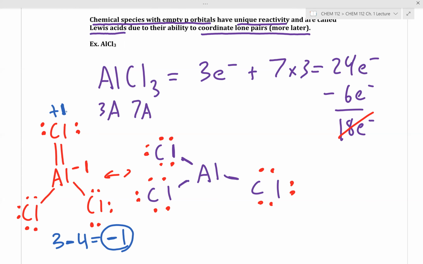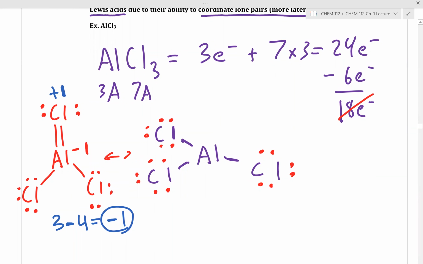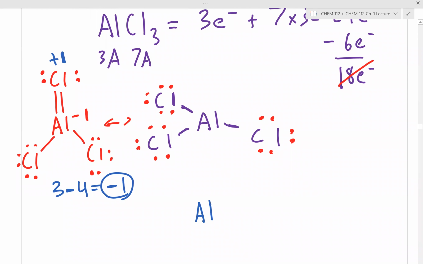Now, taking a look at the correct structure for aluminum trichloride with 0 formal charges, if we had to just count the number of bonds that aluminum is forming, how many bonds is aluminum forming? 3. So let's take a look at aluminum's orbital diagram. So aluminum is in the 3rd row. So we have the 3s and our 3p orbitals. So our 3s is completely full, and our 3p orbital has 1 electron.